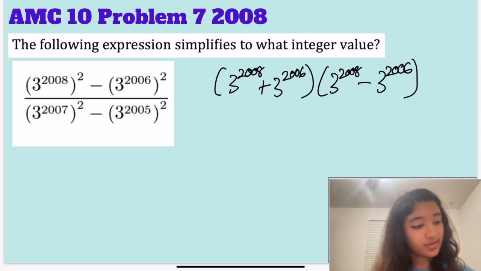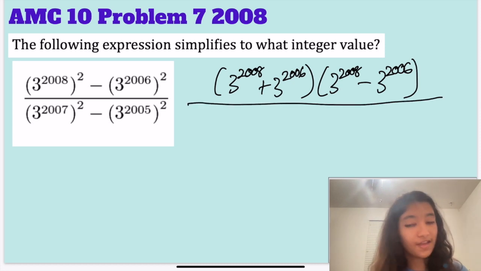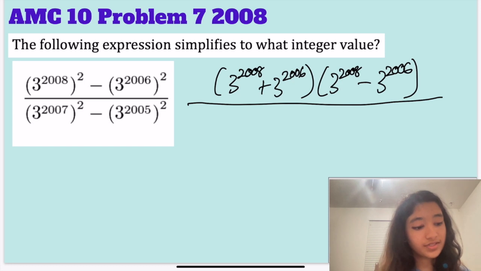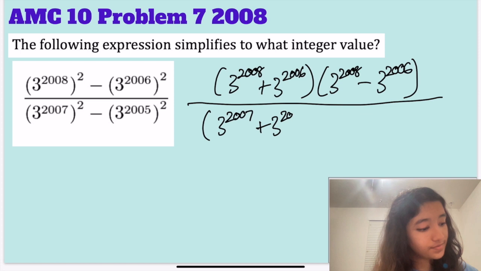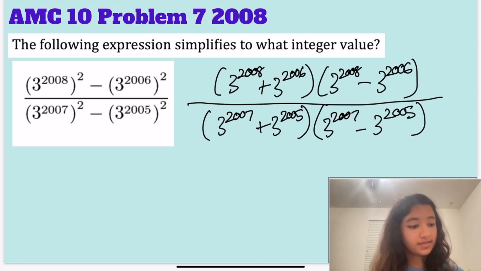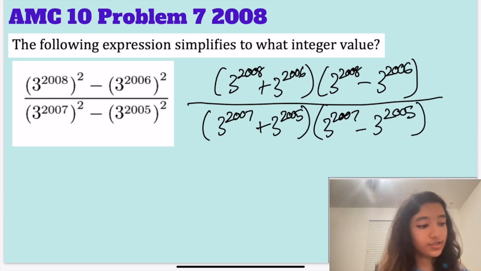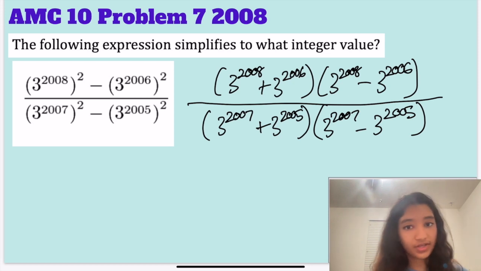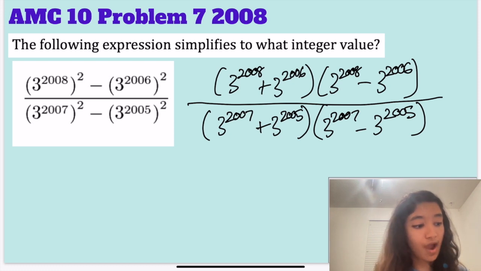And we can do a similar thing in the denominator. If we have 3 to the 2007 squared minus 3 to the 2005 squared, we can just have 3 to the 2007 plus 3 to the 2005 times 3 to the 2007 minus 3 to the 2005. And now we see that we've simplified it into these terms that are easier to cancel out, but we can also then factor some powers of 3 out of these terms.